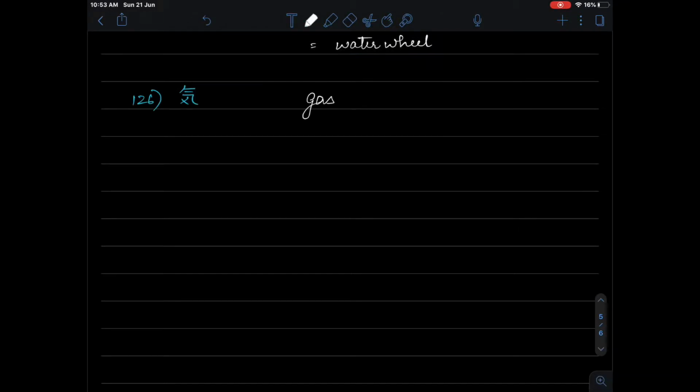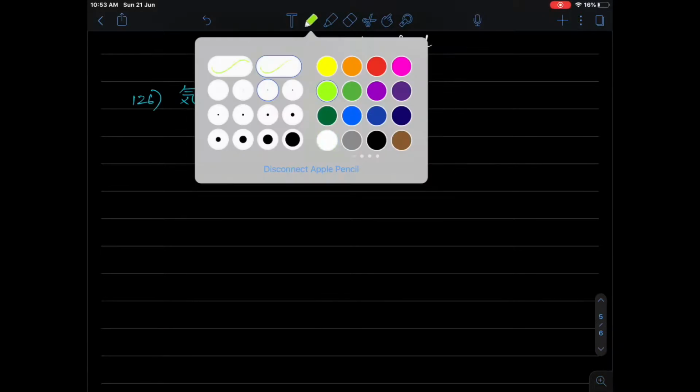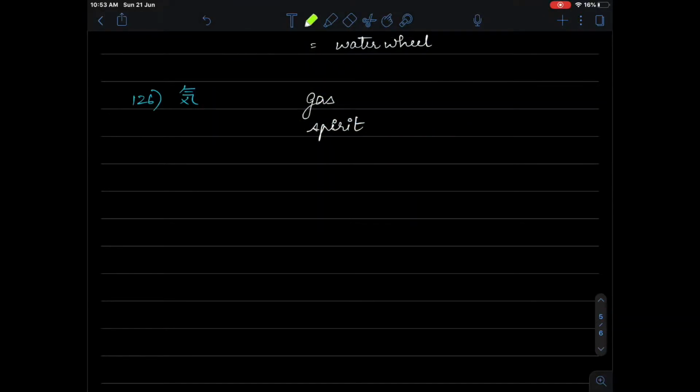The meaning of this kanji is gas or spirit. Spirit not as in alcohol, but more like spirit as in he's got a lot of spirit. They have a lot of spirit, team spirit, that kind of spirit. Okay, you're talking about the abstract spirit. All right. The on and kunyomi for this, actually there is no kunyomi for this, it only has two onyomi. The first is ki and the second is k.